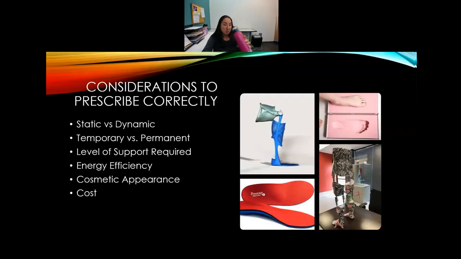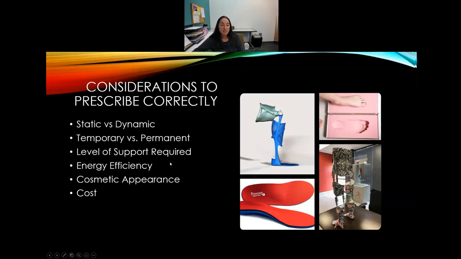All right, to prescribe the correct device, things that they look at is static versus dynamic. Do we just need them to be able to stand with some stability, or do we need them to be able to move? Do I want an orthosis that allows them to run, or that just keeps them from falling in a standing position? Is this going to be a temporary fix or a permanent life change? How much support is really required?